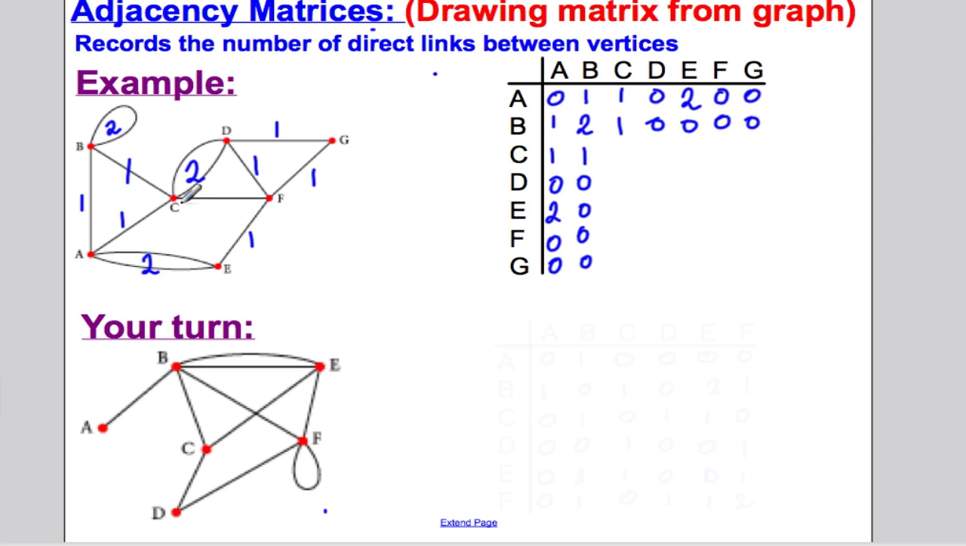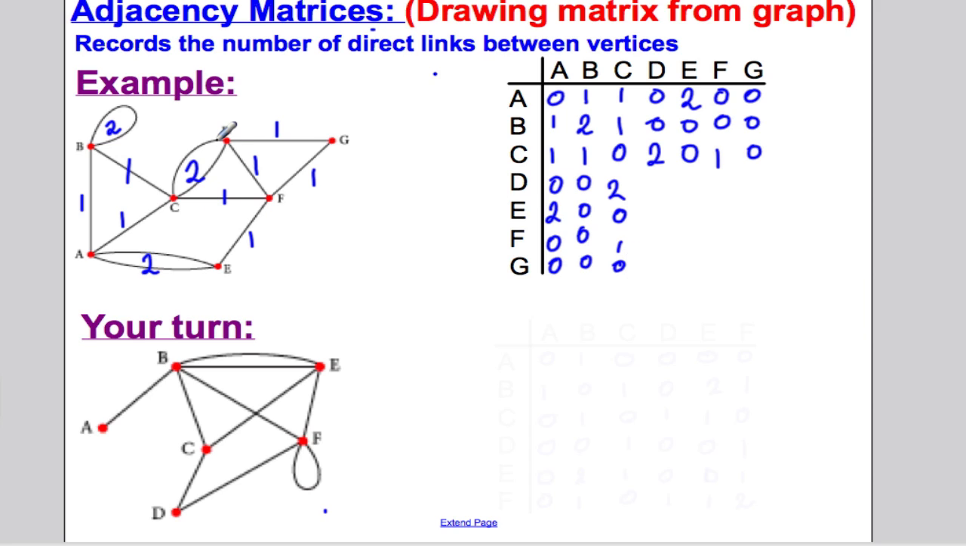Okay, C. We know between C and A there's 1, and between C and B there's 1, and that's recorded. Between C and C there are none. Between C and D there are 2. Between C and E there are none. C and F there is 1. Between C and G, there are none. We can fill this across: 1, 1, 0, 2, 0, 1, 0.